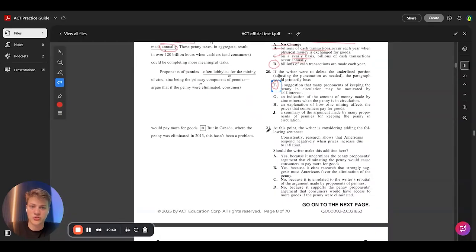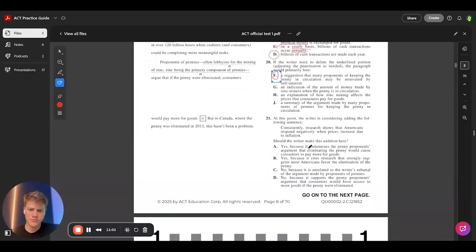So people who want pennies to stay mine zinc, and so it's in their self-interest. Moving on, question 21. At this point, the writer is considering adding the following sentence. Consistently, research shows that Americans respond negatively when prices increase due to inflation. Should the writer make this addition here? So again, this is a question where the answer choices start with yes and no. So we're going to read the second half, the explanation for why the answer should be yes or no, in order to make up our mind about this question.